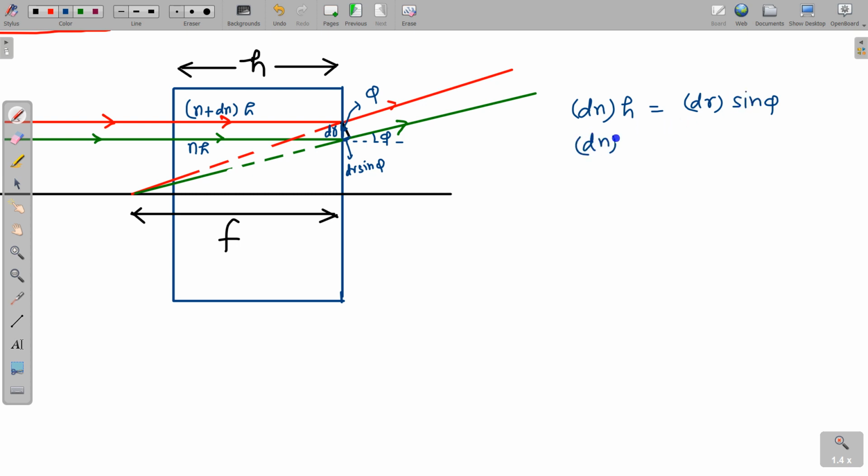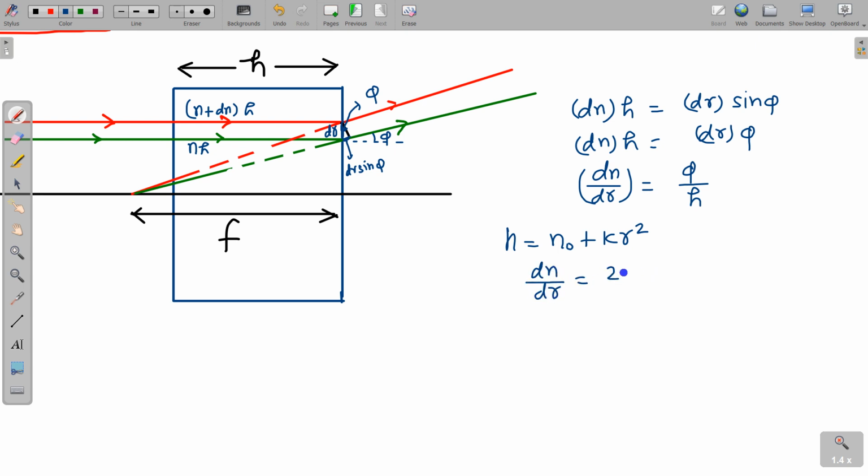So dn into h equals dr into phi, and now dn into h, so dn by dr is equal to phi by h. So dn by dr is phi by h, and we know that n is equal to n naught plus kr square. So from here dn by dr is equal to 2kr. So we can put this equal to 2kr. So this phi will come out as 2khr.